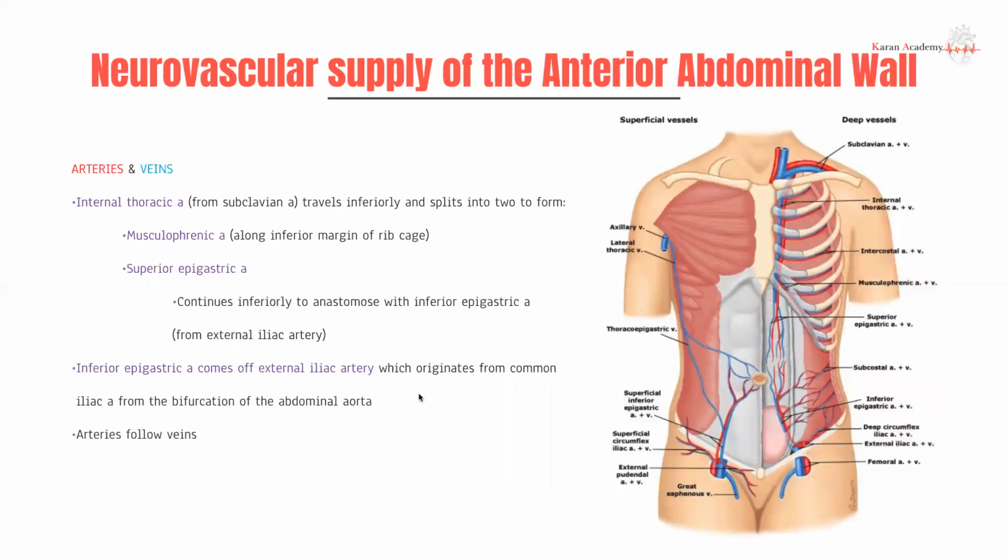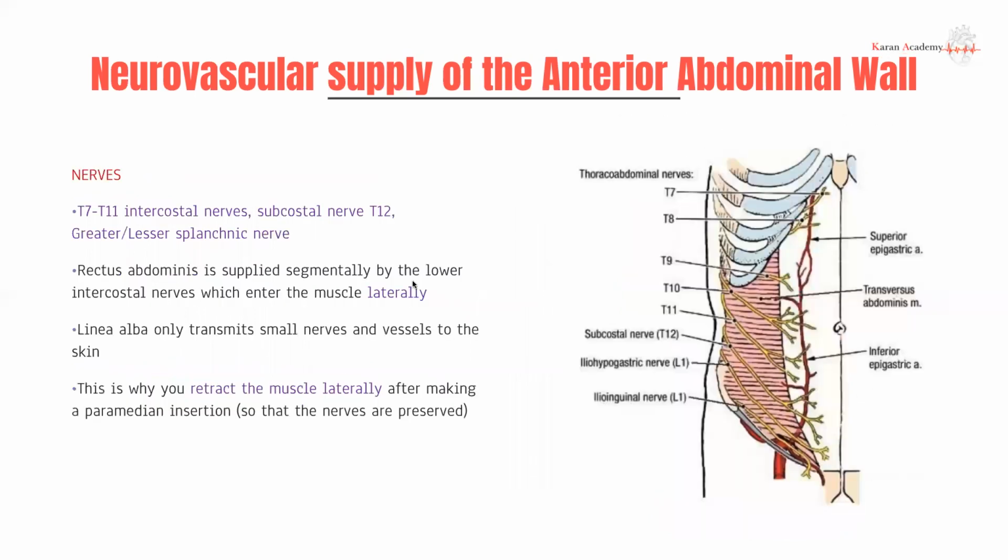I won't go over this a whole bunch. I've just added this for completion's sake. But I've briefly talked about the inferior and the superior neurovascular supply of the anterior abdominal wall. You can read through this in your own time if you'd like. And likewise with the nerves, they follow a dermatomal distribution.